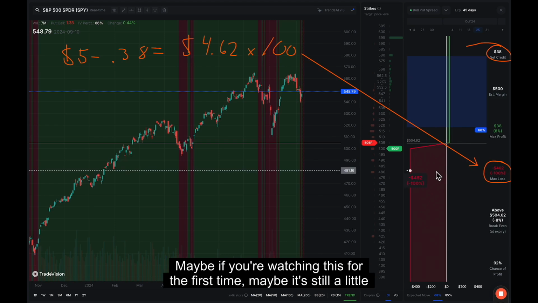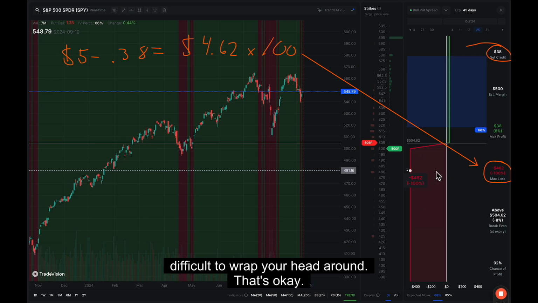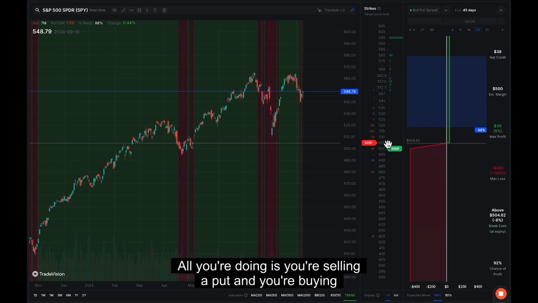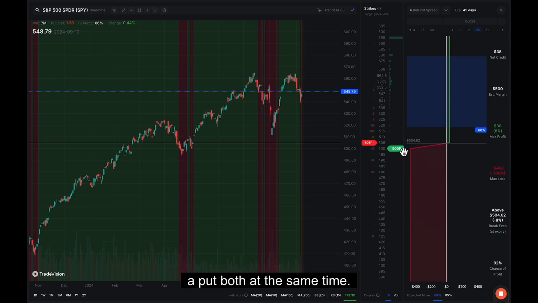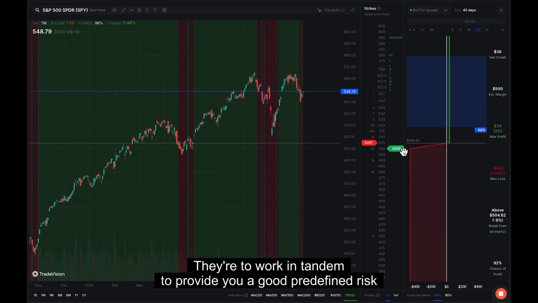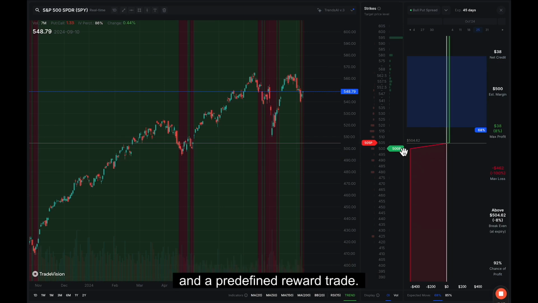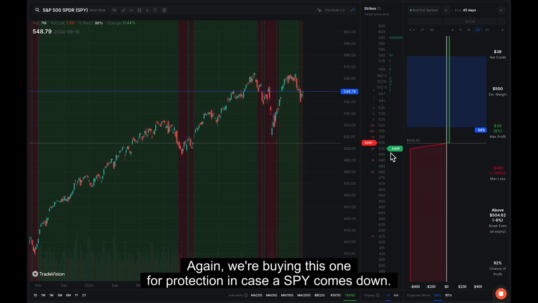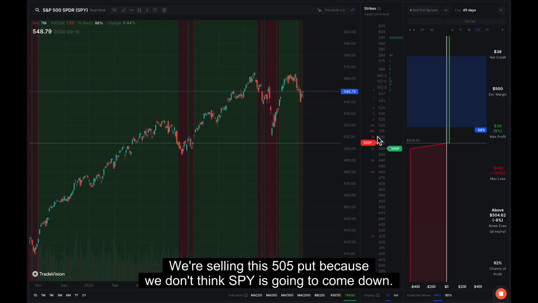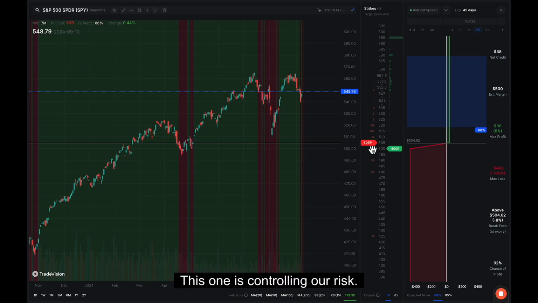So the spreads are actually very, very simple, right? Maybe if you're watching this for the first time, it's still a little difficult to wrap your head around. That's okay. Watch it again because it'll start to make sense. All you're doing is selling a put and buying a put both at the same time. They work in tandem to provide you a good predefined risk and predefined reward trade. Again, we're buying this one for protection in case SPY comes down. We're selling this 505 put because we don't think SPY is going to come down. This one's controlling our risk.